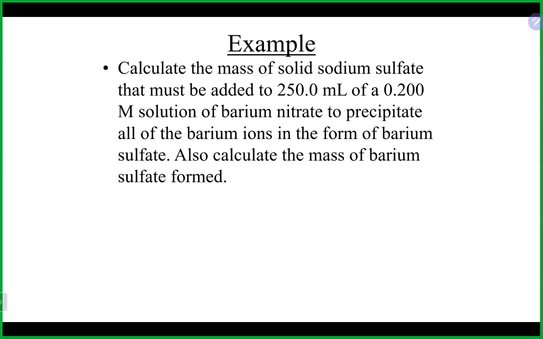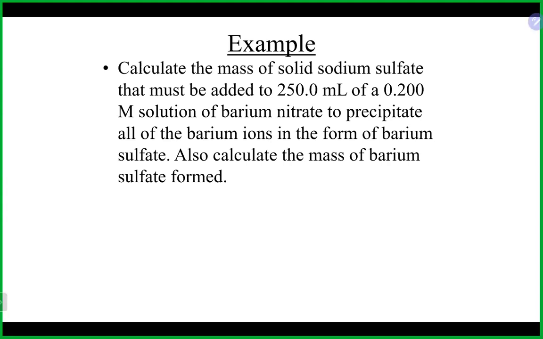So let's take a look at one here together. We want to calculate the mass of solid sodium sulfate that must be added to 250 milliliters of a 0.2 molar solution of barium nitrate to precipitate all the barium ions as barium sulfate. We want to calculate the mass of barium sulfate that we're forming also.